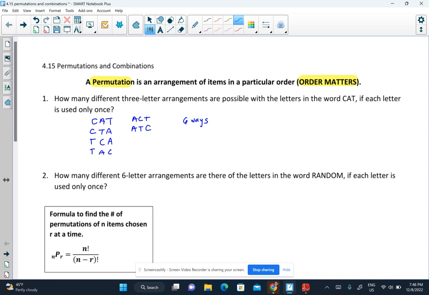Is there another way we can do this? Because right now with 3 letters, it's fairly easy for us to determine this. But if we have something like 10 letters, it would take a long time for us to figure it out.